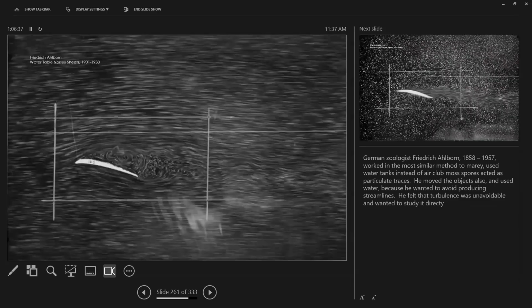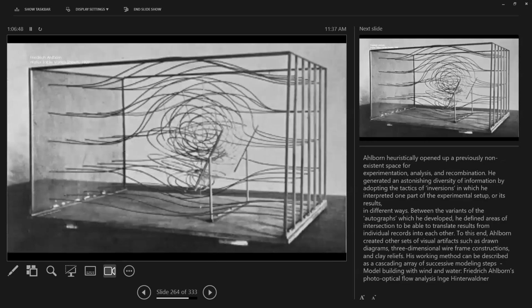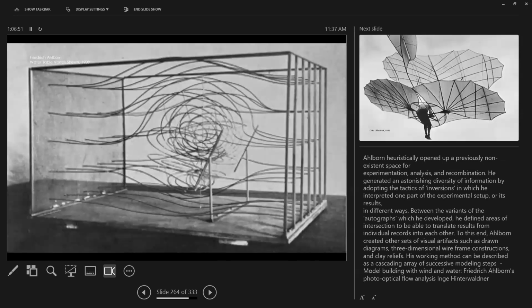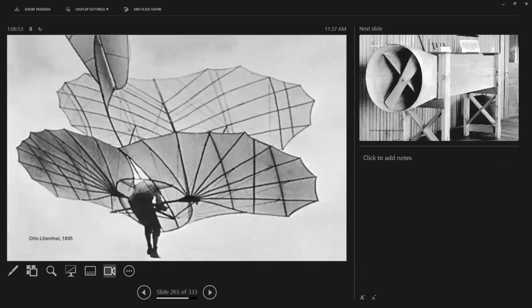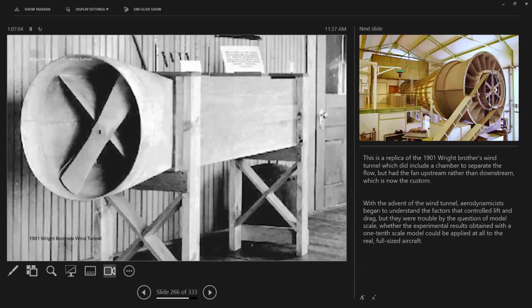And many other people, Friedrich Ahlborn, were doing them in water bath tanks, blowing little particles of dust and moss across the table, and then making drawings of it and building physical models of it. And this became extremely current with the air industry. So wind tunnels became a major part of the world with the Wright brothers. That's how they developed the data for their tests.